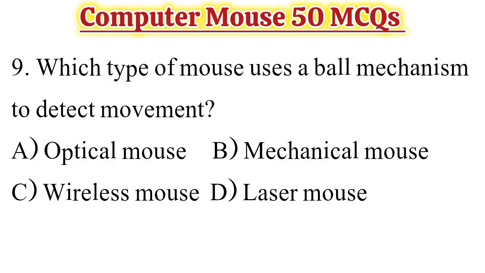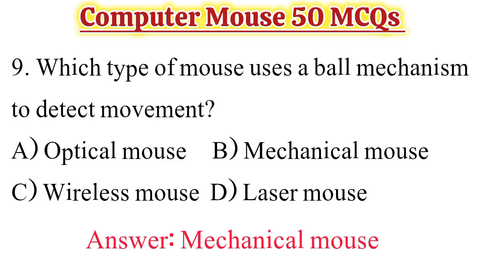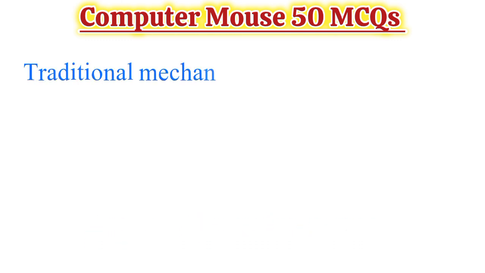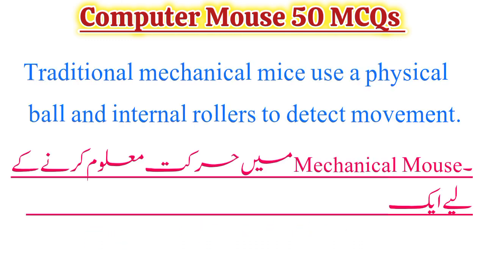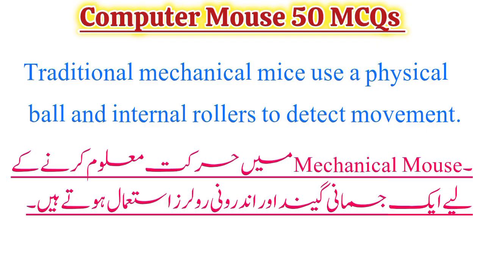9. Which type of mouse uses a ball mechanism to detect movement? A. Optical mouse. B. Mechanical mouse. C. Wireless mouse. D. Laser mouse. Answer: B. Mechanical mouse. Traditional mechanical mice use a physical ball and internal rollers to detect movement.